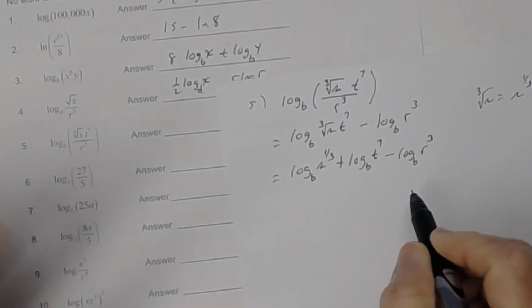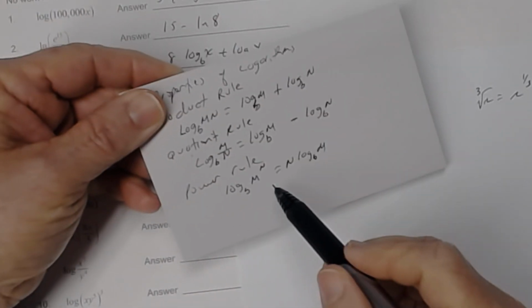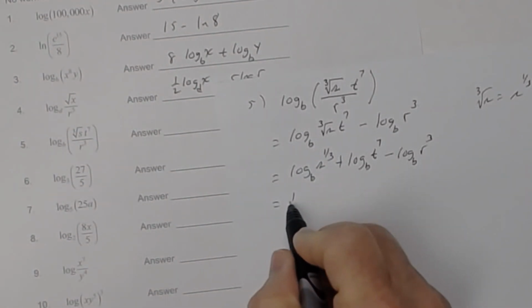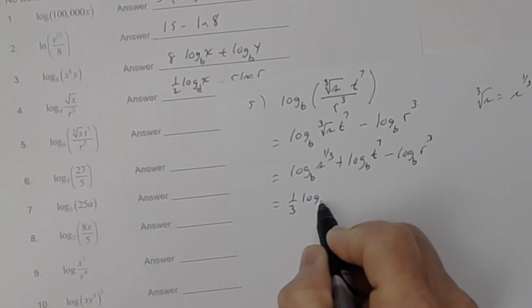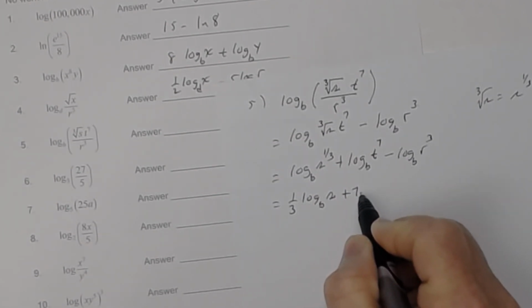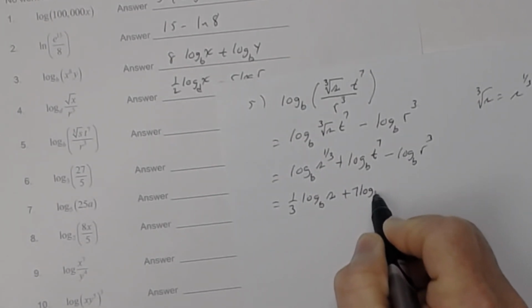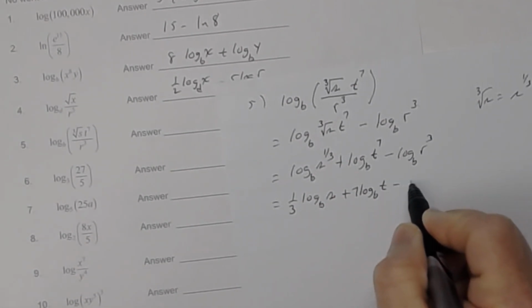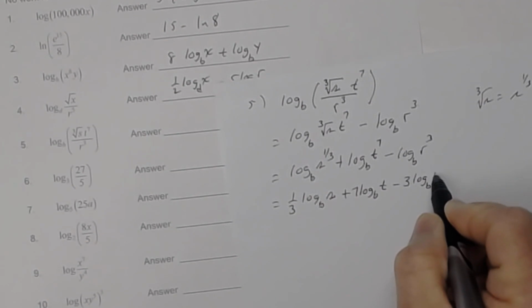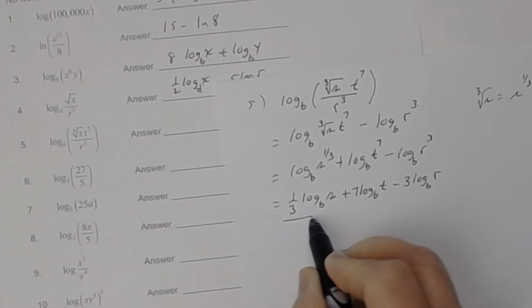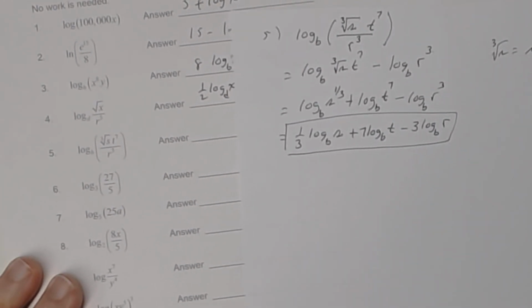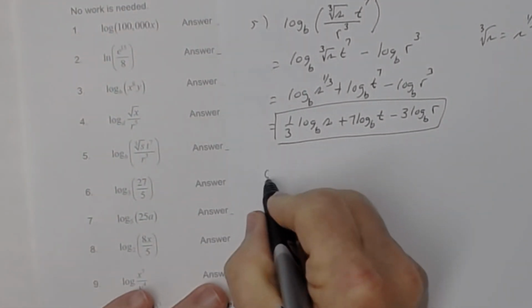And then all you do at that point is just use the power rule. So this becomes 1/3 times the log base b of s plus 7 times the log base b of t minus 3 times the log base b of r. And that's it. Cannot do anything else. So that was number 5. Let's look at number 6.